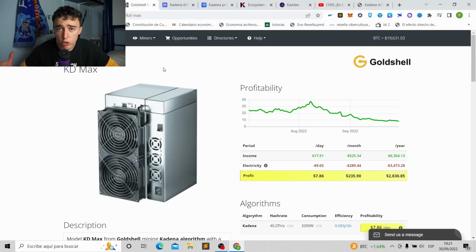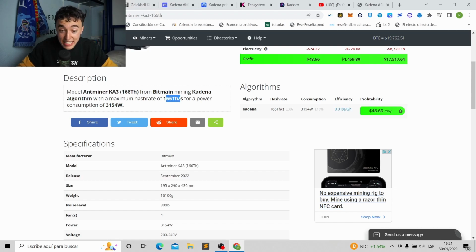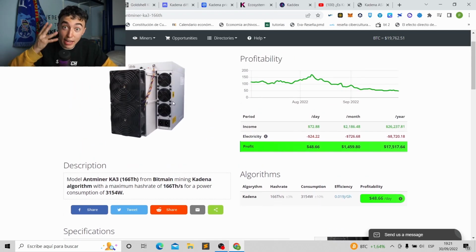Okay, Goldshell is a different company that also makes ASIC miners. Also Chinese, and they use different strategies, let's call it like that. The biggest miner until now was the KD Max, which made 40 terahash and used 3000 watts. This new miner makes 166 terahash, which is 4 times more, and its consumption is the same, 3000 watts. So, what the hell? They just made a miner that is 4 times better.